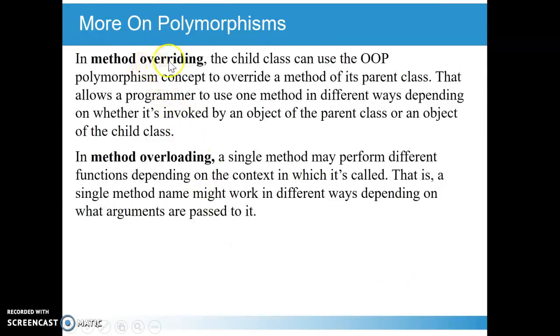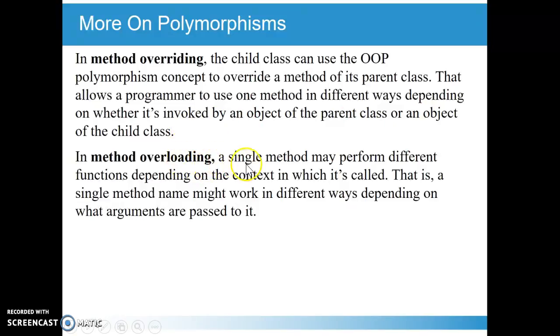Now we have discussed overriding. Overriding means a child class can use the polymorphism concept to override the methods of its parent class. A parent class has a specific method name, and here we have used the same name within our own class, which allows the programmer to use one of the methods in a different way depending on which is invoked by the other object of the parent class. So this is called overriding.